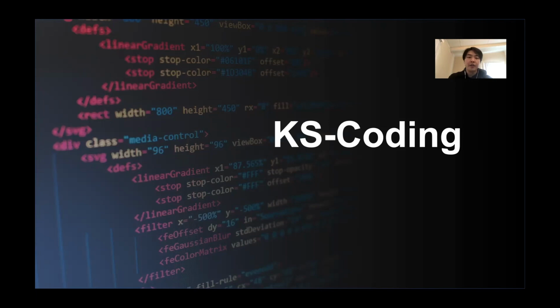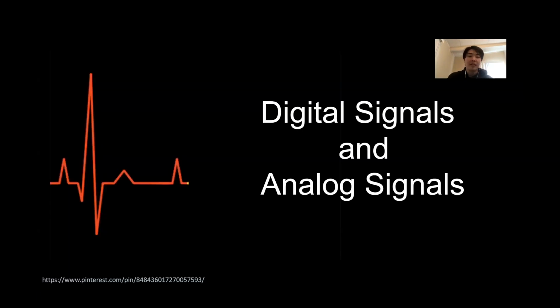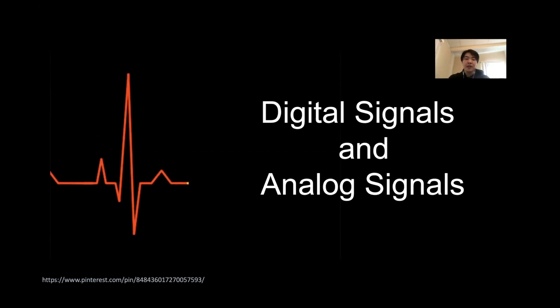So today we're going to talk about the following thing. If I can find my mouse, here we go. So today we're going to talk about digital versus analog, and the activity we're going to do is street light. So, digital versus analog signal.